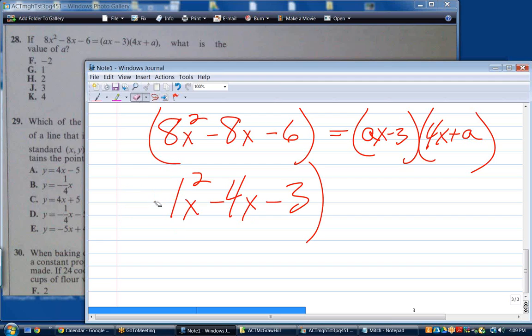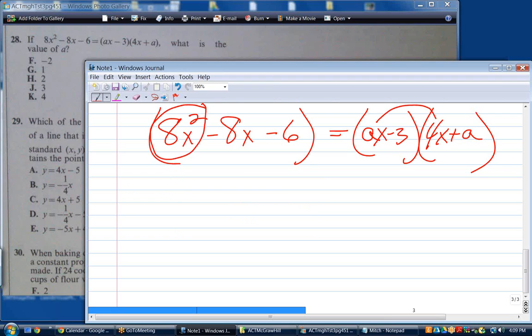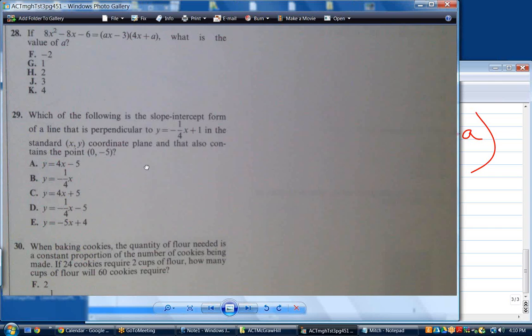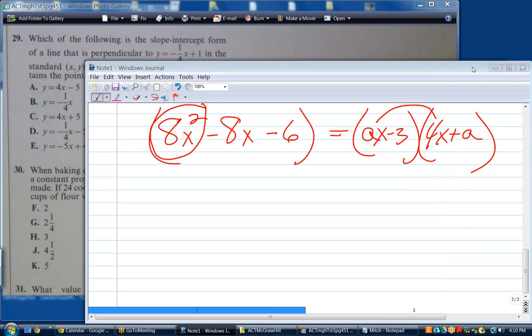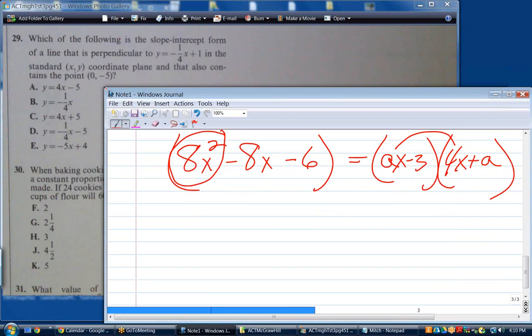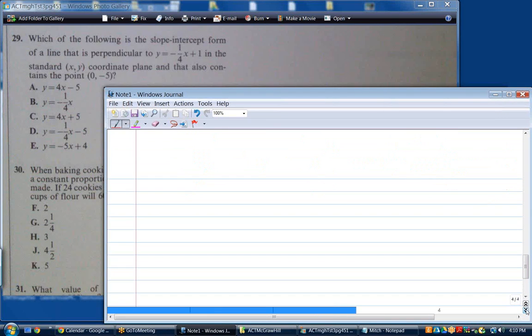All right. Only thing you have to know is that this term times that term equals your quadratic term. And that tells you A has to be 2. You don't even need the last part. Okay. This is a problem you definitely should know how to do.